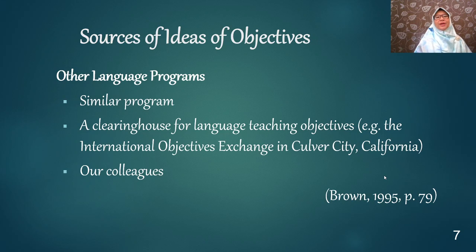Another point that we have to know when we want to develop the objectives is about sources of ideas for objectives. There are 3 kinds of sources here. The first is other language programs. Other language programs involve, for example, a similar program or a previous program that can be followed up by us as a teacher or curriculum developer to continue the same program. And the second one, for example, a clearinghouse for language teaching objectives. In this book, Brown said that the example is the International Objectives Exchange in Culver City, California.